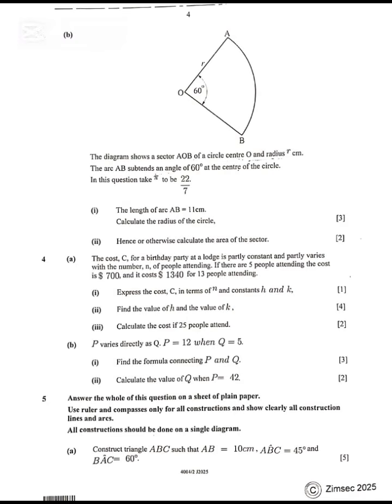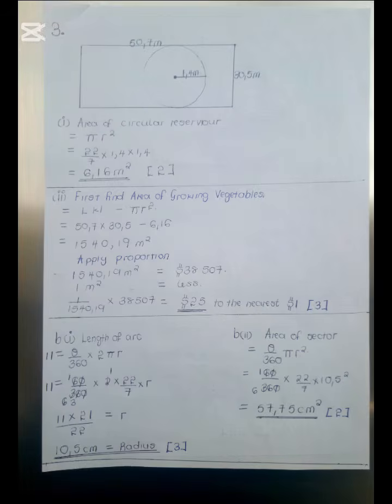In this question, take pi to be 22/7. The length of arc AB is equal to 11 centimeters. Calculate the radius of the circle. So we are given that 11 is the length of arc. So we say 11 is equal to theta over 360 times 2 pi r. And we need to make radius the subject of formula.